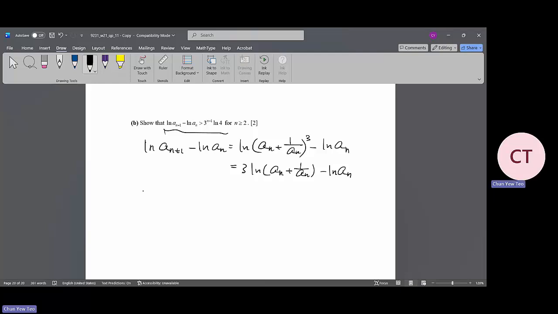You know that a_(n+1) over a_n is actually bigger than a_n, which means that ln of a_(n+1) over a_n is actually greater than ln a_n because of this reason. So we just say that this is bigger than 3 ln a_n minus ln a_n. Okay, so these are erased, and if you combine them, you will get this is equal to 2 ln a_n.